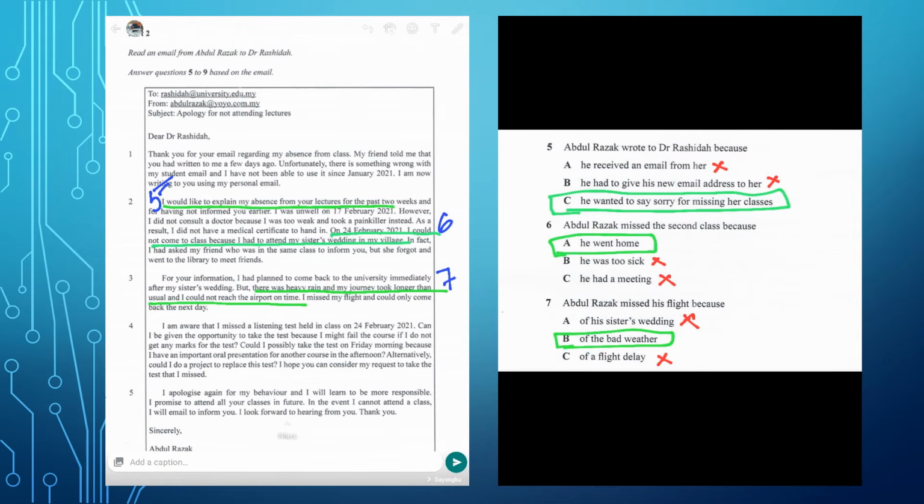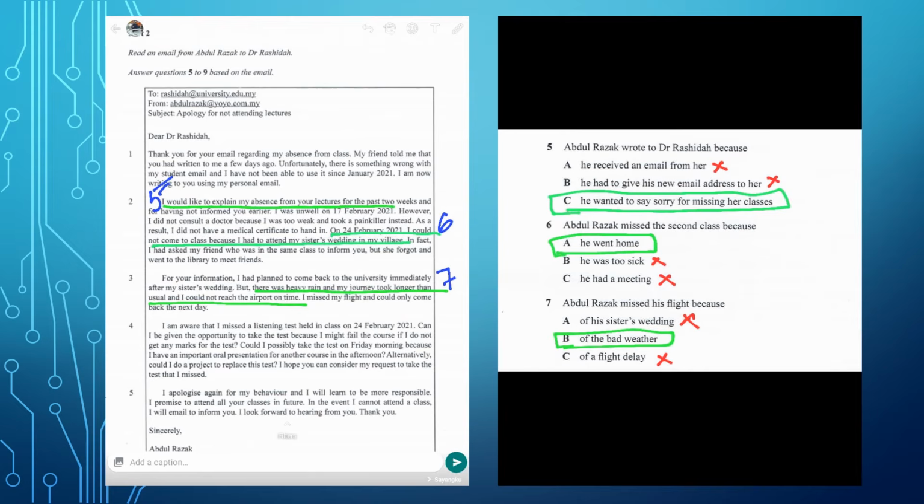Okay. Let us try to answer these questions. Okay, we start with number 5. Abdul Razak wrote to Dr. Rashida because... So the question is asking you the main reason why Abdul Razak wrote the email.